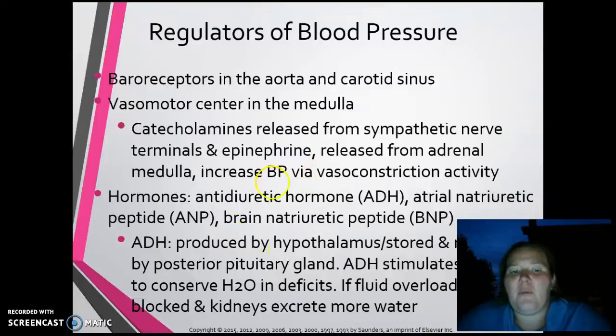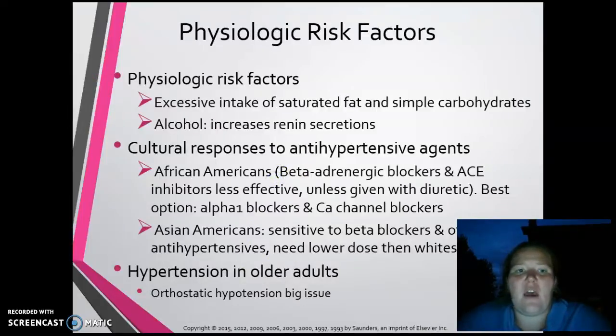So it's pretty rare, but there are conditions for that. So physiological risks: excessive intake of saturated fat and simple carbohydrates, and alcohol, which increases renin secretions. So, you know, anything that's going to cause that buildup in the vessels really is some kind of a risk factor. You have cultural issues, or cultural responses to antihypertensive agents.